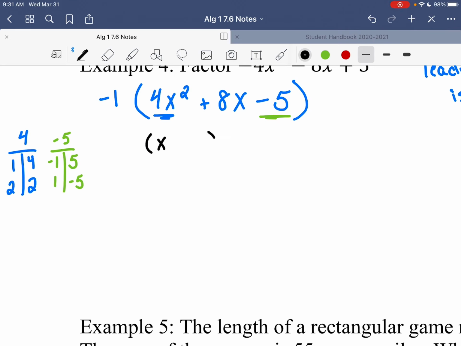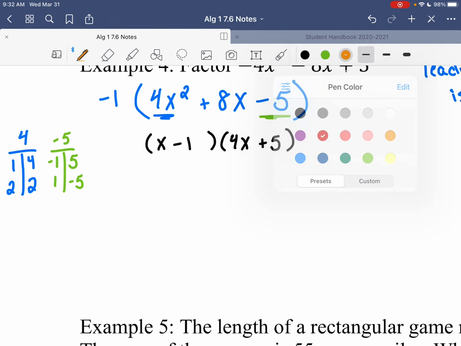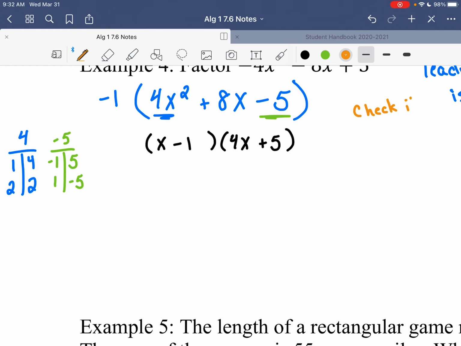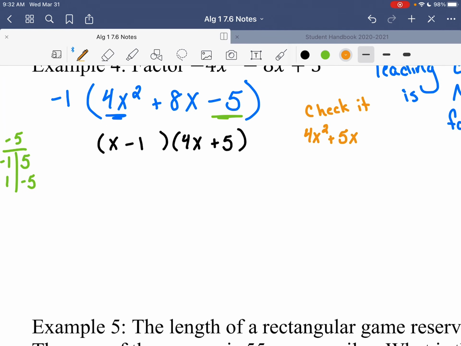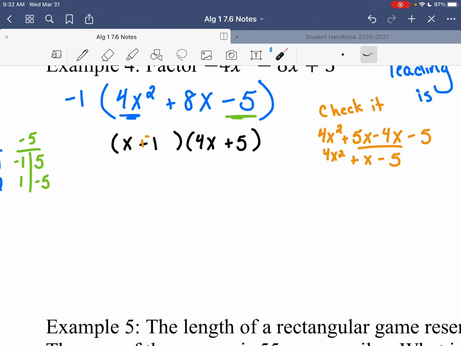So 1x and 4x, and I don't know, the negative 1, positive 5. And then we're going to check it over here and see what happens. Okay, we get 4x squared plus 5x, and then negative 4x minus 5. So I get my 4x squared, my middle terms end up being 1x, and minus 5. Well, that didn't work. I want to get an 8 in the middle. So that one didn't work. And switching the signs isn't going to work.